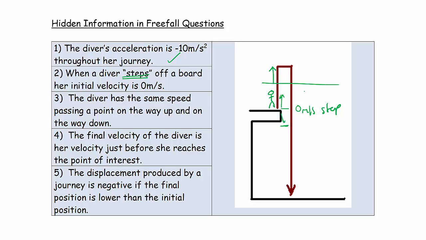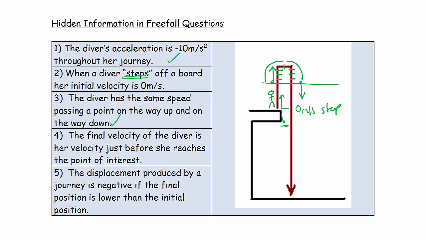The diver has the same speed passing on the way up as on the way down. Whatever that speed is, it's the same, because what gravity takes away from your speed on the way up, it gives you back on the way down. So if this is plus 10 meters per second going up here, this is minus 10 meters per second going down there for the velocities. The speeds are both 10 meters per second. And if it takes 2 seconds to get to the top, it'll take 2 seconds to get back again. It's a very symmetrical relationship because there's no air resistance.